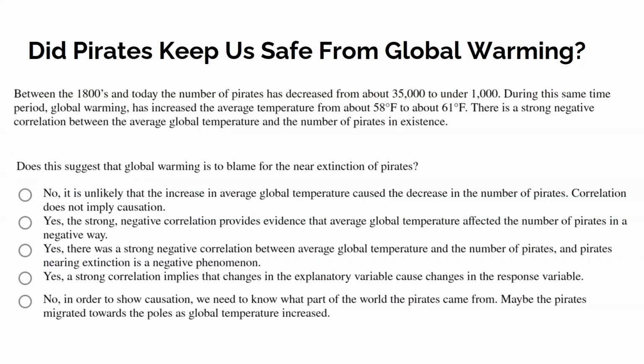Here's another example. Did pirates keep us safe from global warming? Between the 1800s and today, the number of pirates has decreased from about 35,000 to under 1,000. During this same time period, global warming has increased the average temperature from about 58 degrees Fahrenheit to 61 degrees Fahrenheit. There is a strong negative correlation between the average global temperature and the number of pirates in existence. Does this suggest that global warming is to blame for the near extinction of pirates? Go ahead and choose your answer there carefully.